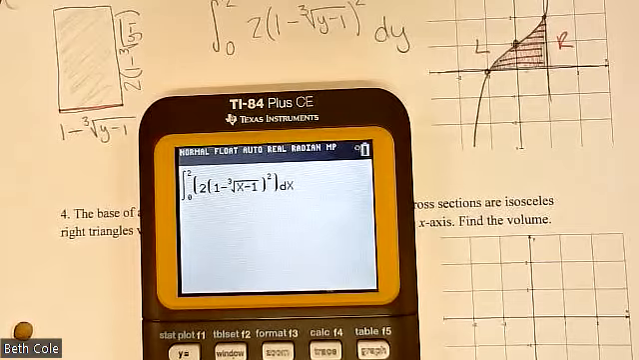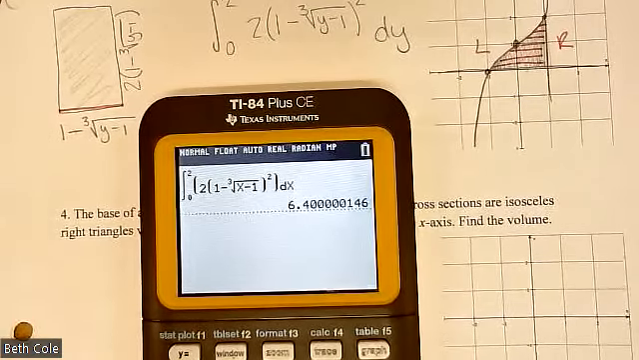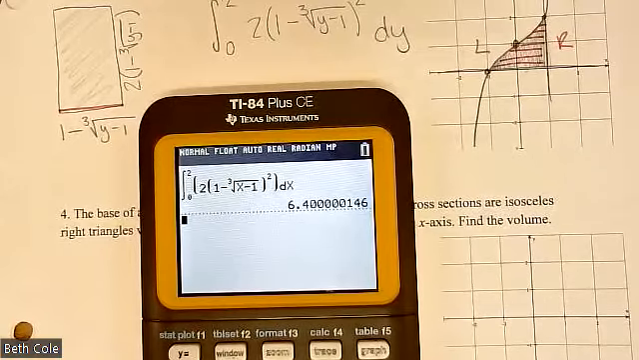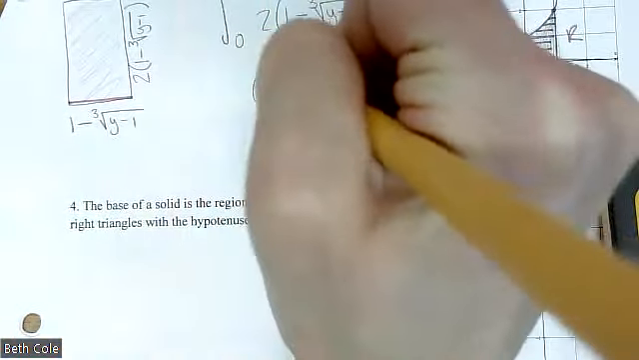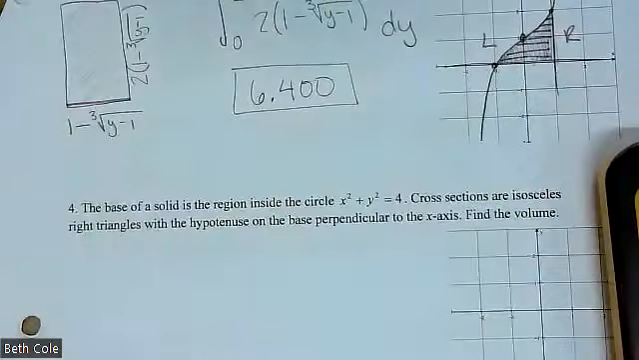Mine's thinking. Did yours have to think for a minute? Yeah, mine's sunk for a little bit. 6.4? I think if you do work it out by hand, you get exactly 6.4. Like that's a perfect answer, but we'll put 6.400 just to be super thorough.